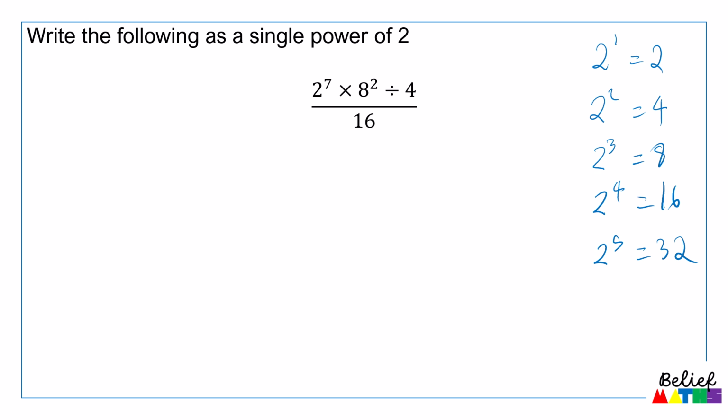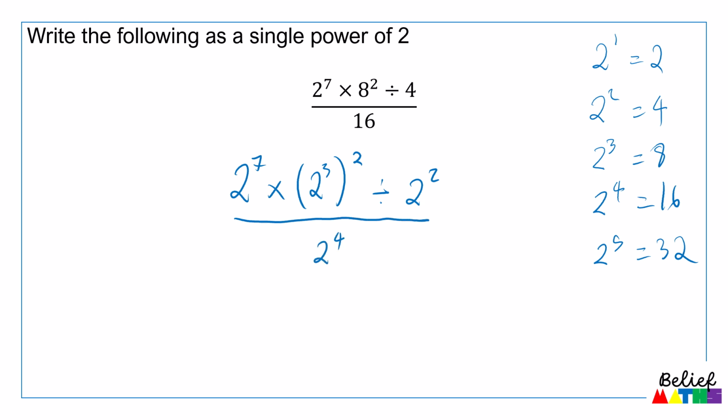So if we rewrite this fraction, we've got 2 to the power 7 multiplied by, our 8 is going to change to 2 cubed, and that's still squared, divided by 4, which is 2 to the power 2, all over 16, which is 2 to the power of 4. Now, as we evaluate this, 2 to the 7 times 2 to the 6 divided by 2 to the 2, all over 2 to the 4.